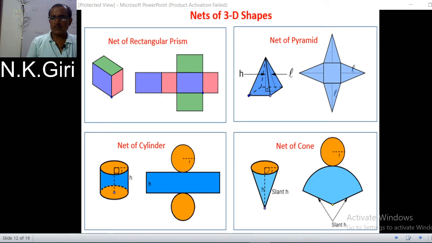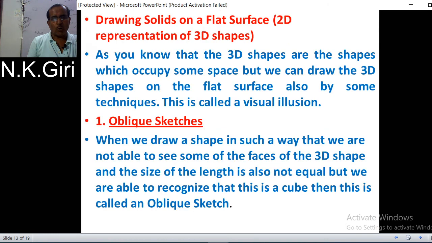Drawing solid on a flat two-dimensional representation of three-dimensional shape. As we know, three-dimensional shapes are the shapes which occupy some space, but we can draw the three-dimensional shape on the flat surface also by some technique, and this is called a visual illusion. Now oblique sketches.